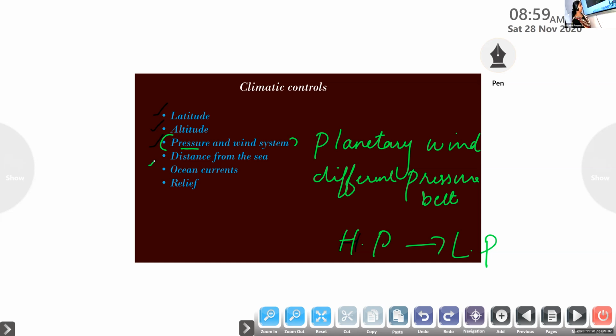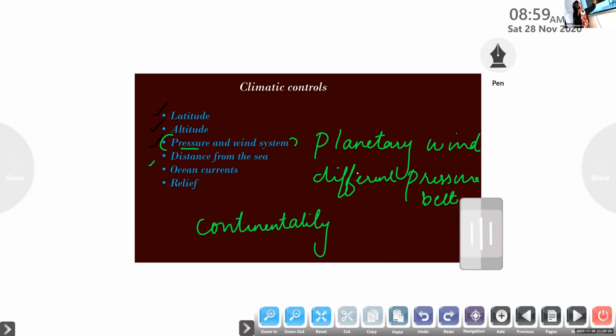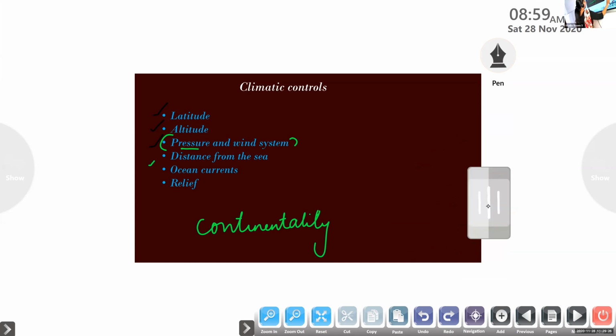Clear? This condition is called continentality. What is it? Continentality. Continentality means extreme weather condition. Very hot during summer and very cold during winter. This condition is called continentality.